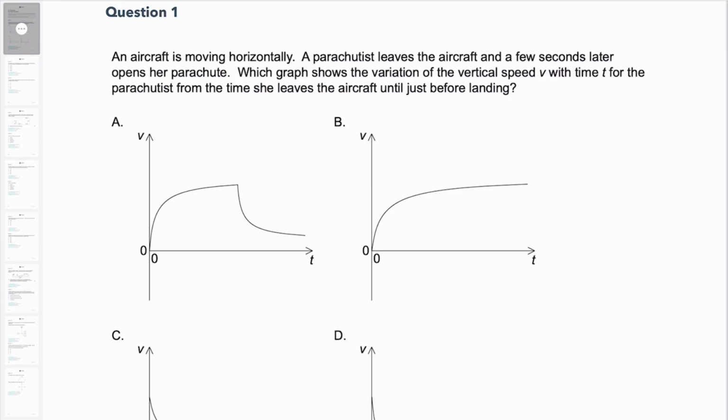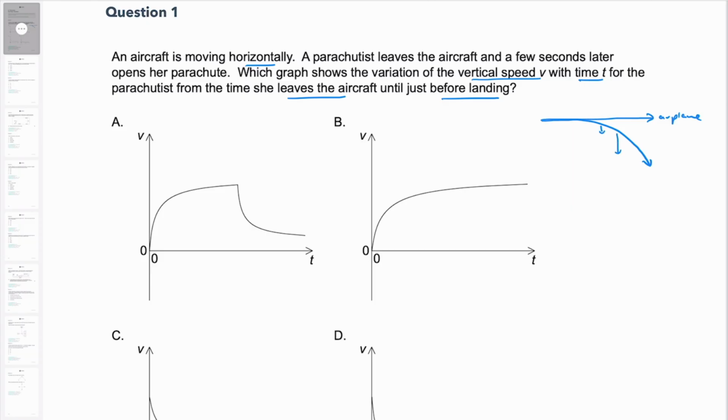Question 1. An aircraft is moving horizontally. A parachutist leaves the aircraft and a few seconds later opens her parachute. Which graph shows the variation of vertical speed with time for the parachutist from the time she leaves the aircraft until just before landing? So let's have a think about this. We'll draw a diagram. That's our aeroplane. Our parachutist is going to do this when she jumps out. But we've been told only to look at the vertical speed. So we're looking at projectile motion, horizontal projection, but we're actually only considering the vertical speed.